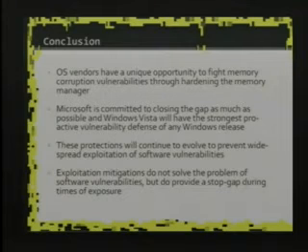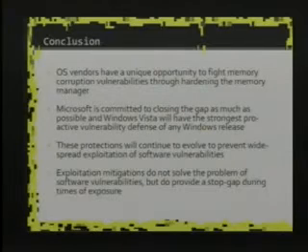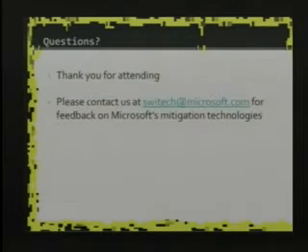But in the end, they don't solve the problem. Software has to be written securely. We have to get rid of those bugs anyways, but they do provide a stopgap, in that time frame when there are 0 days out there and people don't want to get owned. So it's that extra layer of protection. And that's it. So any questions?